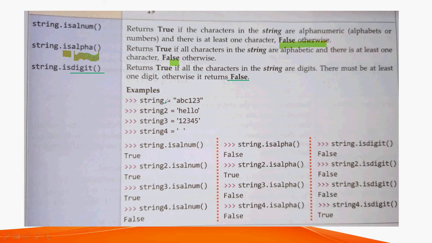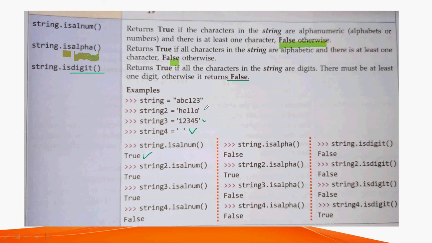We have four strings: string, string 2, string 3 and string 4. String contains alphabets and numerics. String 2 contains only alphabets. String 3 contains only digits, numbers. And string 4 is empty. Now we are going to see all these functions on all this data. So string.isalnum: yes, alphabet is there, numeric is there, no other characters. So this will return true.